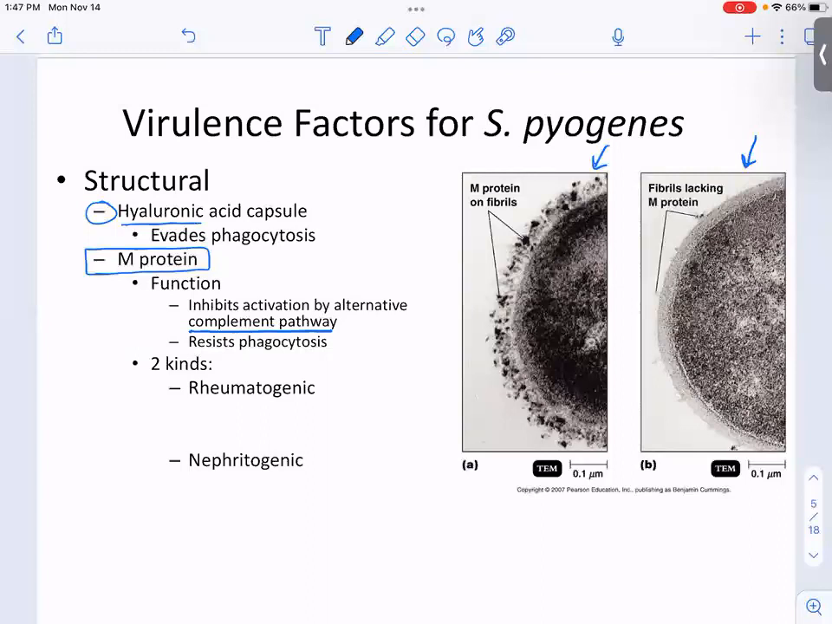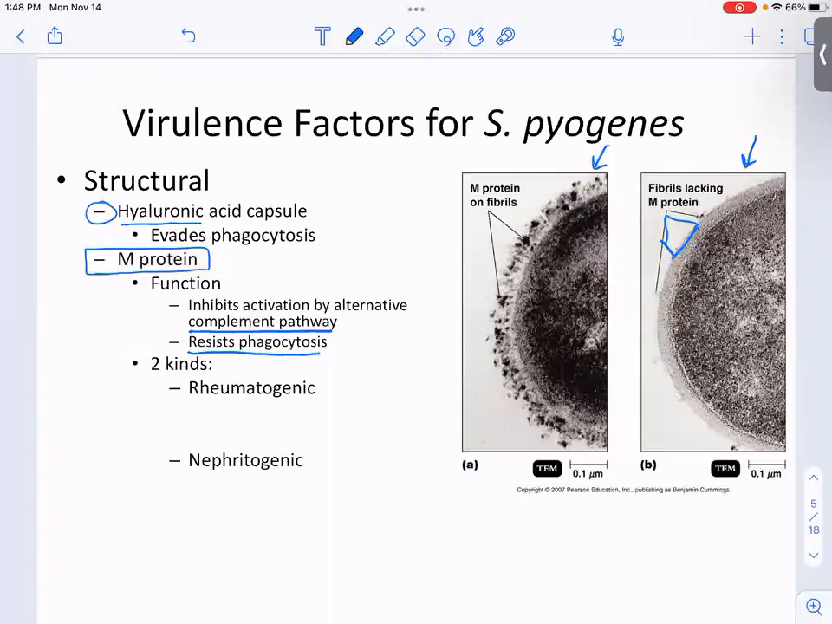But the M protein will inhibit some of these protein factors involved with that alternative activation of complement. So again, remember that complement is a really potent opsonin. So where some of those like C3b, C5b would bind here and then be more likely to be phagocytized, now those complement fragments are much less likely to be there. So it's going to resist phagocytosis, again, not just by the capsule, but because of this M protein.